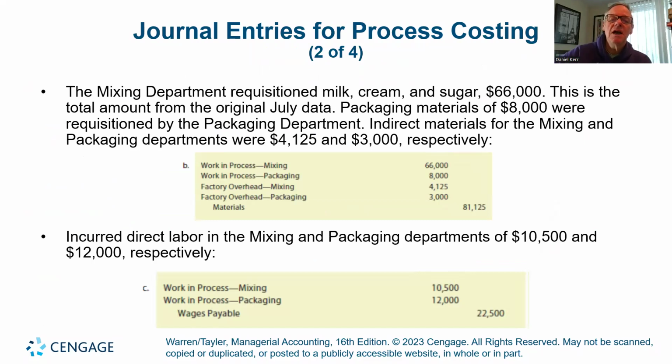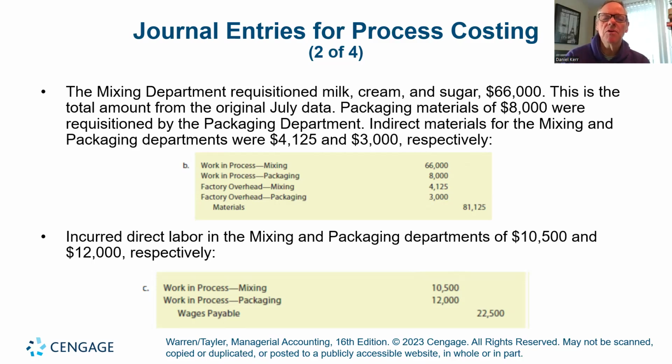It's transaction A. Transaction B, we reduced materials. There were requisitions for materials totaling $81,125. So that's the credit because we're reducing the asset account, materials inventory. And where did that go?